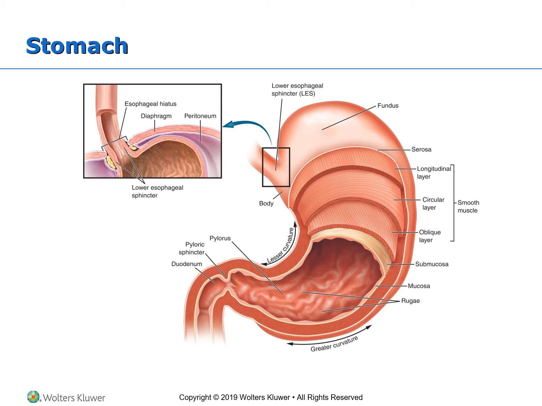At the other end, where the stomach connects with the next part, which is the duodenum, at the beginning of the small intestine, we have another sphincter called the pyloric sphincter. And the end part of the stomach will be called the pylorus. We also describe two areas for the stomach. Because it's a J-shaped structure, we'll have a long or greater curvature on the outside, and a small or lesser curvature on the inside.